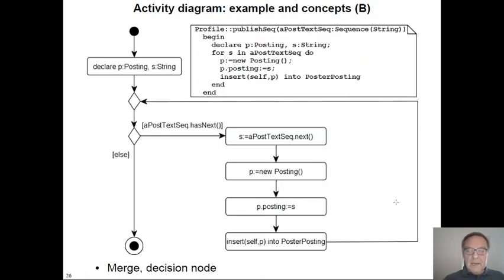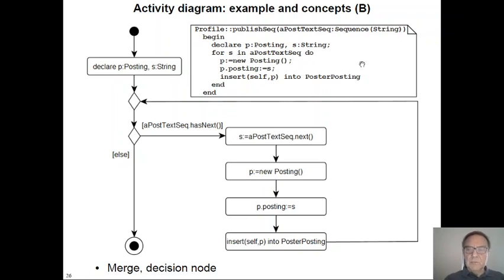There are further language elements in activity diagrams. They are called merge nodes and decision nodes. And you see an example over here. With this example, we will see that activity diagrams are very close to what you may have learned in the starting course when you started to study computer science, in terms of a flowchart diagram or a flowchart.